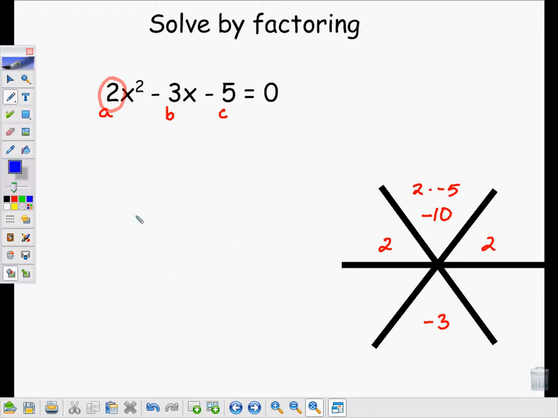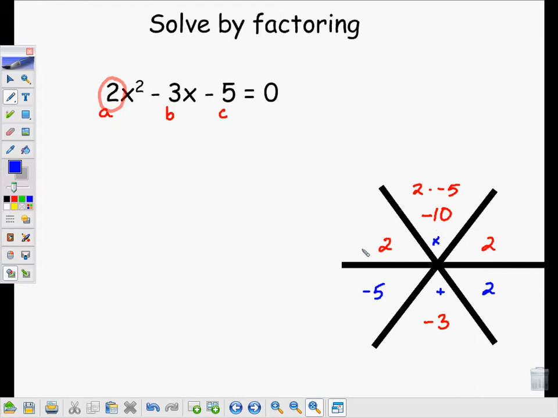I have to find two numbers such that they multiply to this top value and they add to the bottom value. So going through my factors of 10, I have 1 and 10, which I can't get a negative 3 out of. I also have 2 and 5, and I actually can get negative 3 out of 2 and 5 if I use a negative 5 and a positive 2, and that also multiplies then to my negative 10.